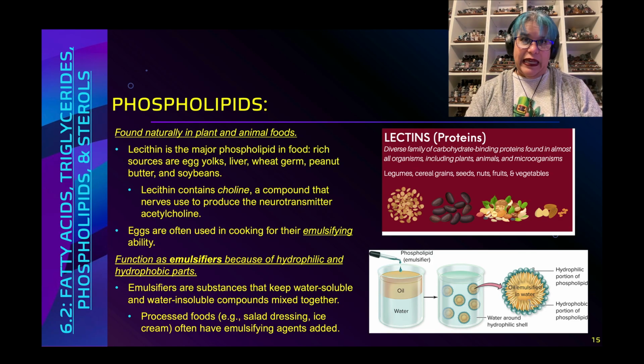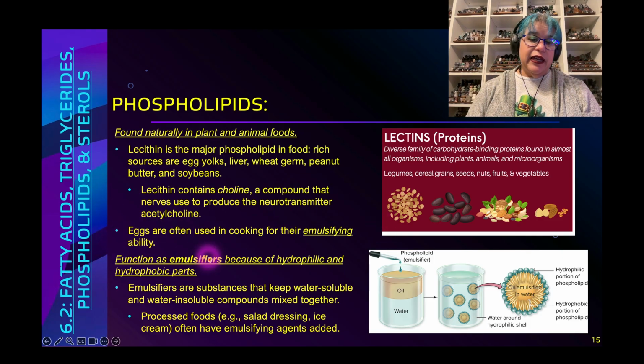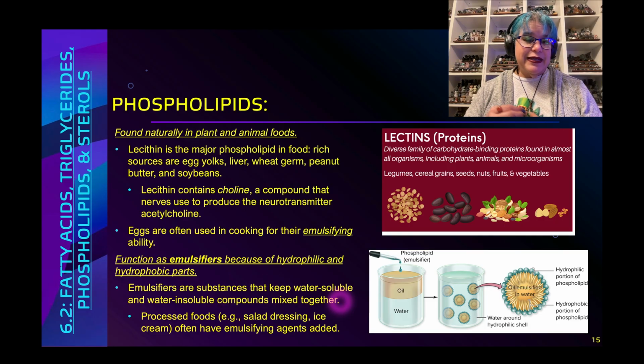Lecithin contains choline. Choline is a compound that nerves actually use to produce a neurotransmitter called acetylcholine. Acetylcholine is a chemical messenger that allows your nerve cells to communicate with each other. Eggs are often used in cooking for their emulsifying ability. Again, so let's look at what an emulsifier does. Emulsifiers, because we've got those hydrophilic and hydrophobic parts, are substances that can keep water-soluble and water-insoluble compounds mixed together. Processed foods, like salad dressings and ice cream, often have emulsifying agents in them.